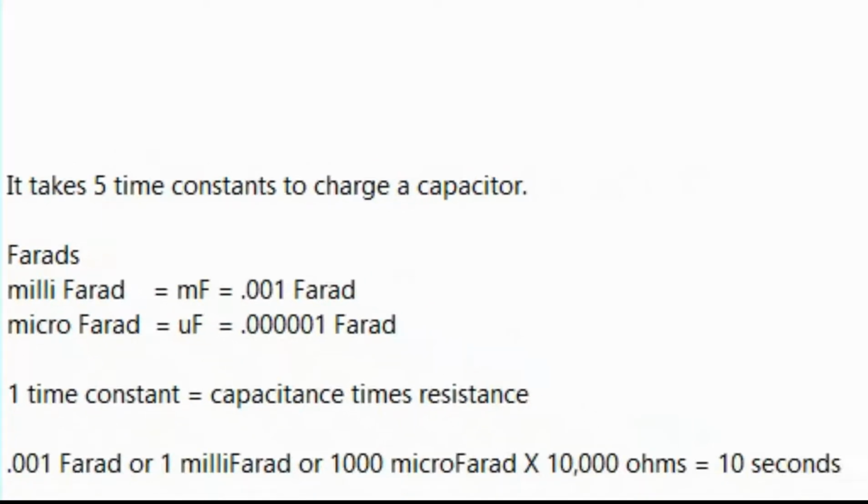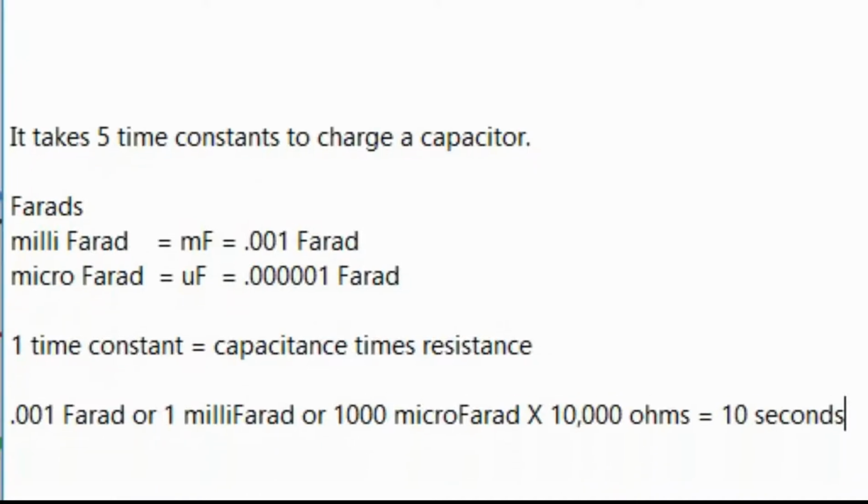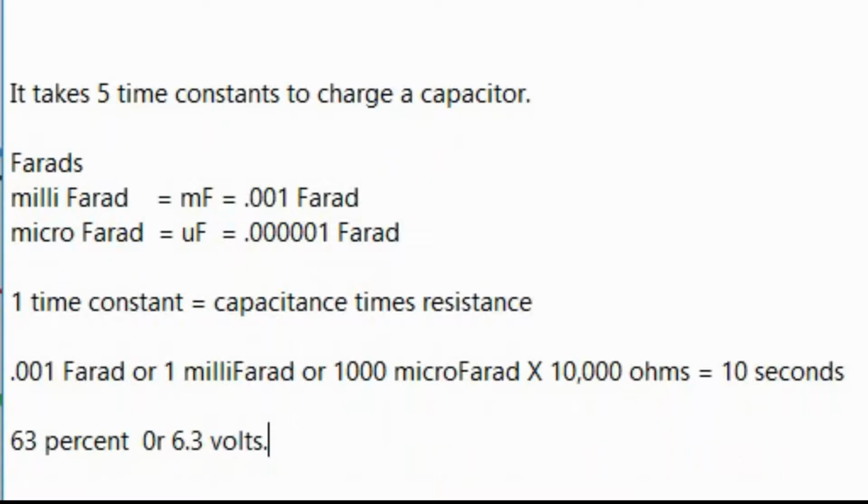In our example, we're going to use a 1000 microfarad or 1 millifarad or 0.001 farad capacitor. And we're going to put that in series with a 10,000 ohm resistor. And if you take those two values and multiply them by each other, you get 10 seconds. So that means each time constant is going to be approximately 10 seconds. We're going to run our circuit on 10 volts. So after 10 seconds, we should expect to see 6.3 volts. And after 50 seconds, we should see it approaching 10 volts.